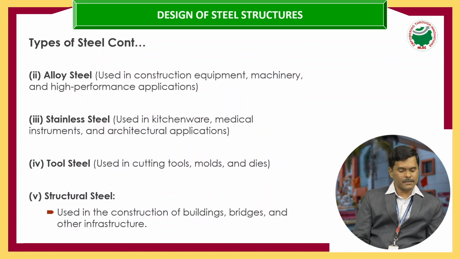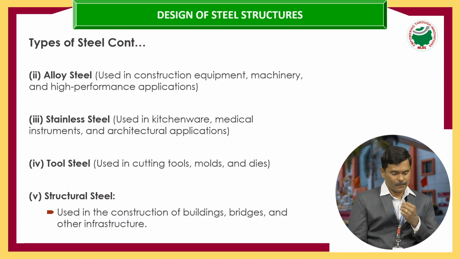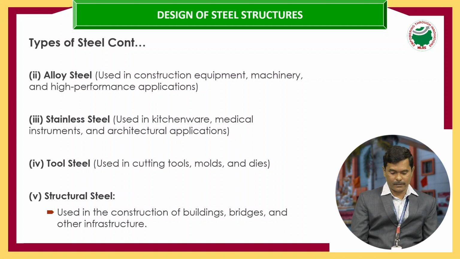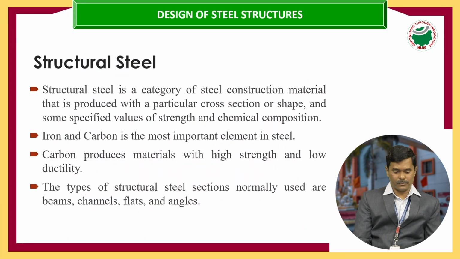And other types of steel are alloy steel, then stainless steel. Alloy steel is used in construction equipment, machinery and high performance applications, and stainless steel is used in kitchenware, medical instruments and architectural applications, and tool steel is used in cutting tools, molds and dies, etc. And structural steel is used in construction of buildings, bridges and other infrastructure. So generally for building and other infrastructural construction, structural steel is used.